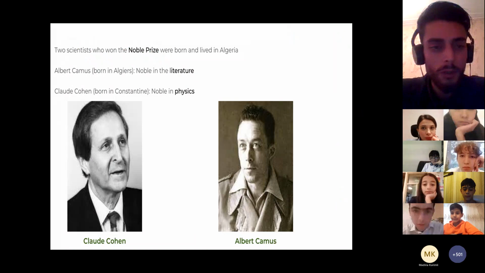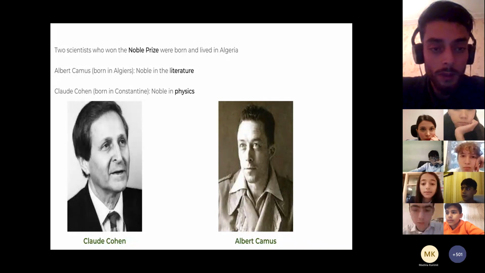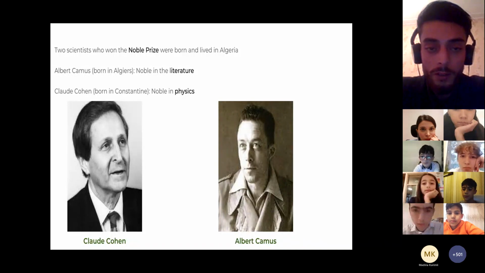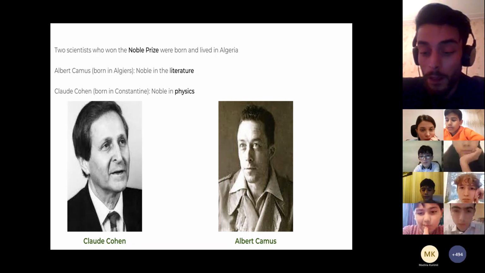About the history also, I found it worth mentioning that two scientists who won the Nobel Prize were actually from France, but they were born and lived in Algeria, so they are considered Algerians as well. The first is Albert Camus, born in Algiers, the capital, who got the Nobel Prize in literature, and Claude, who got the Nobel Prize in physics.